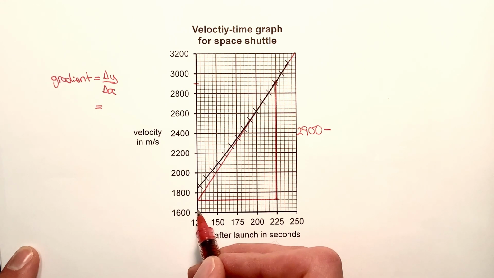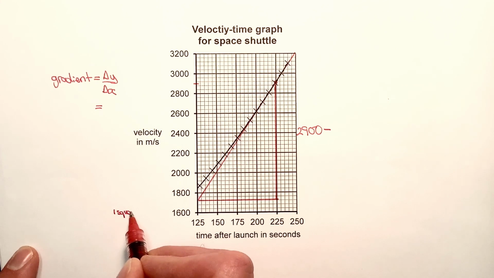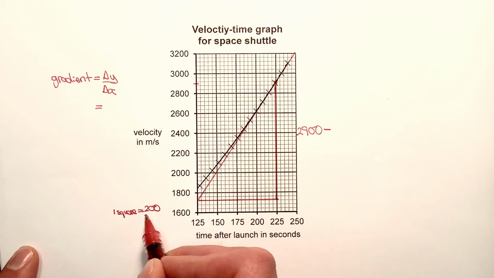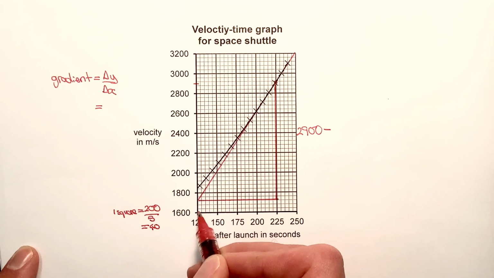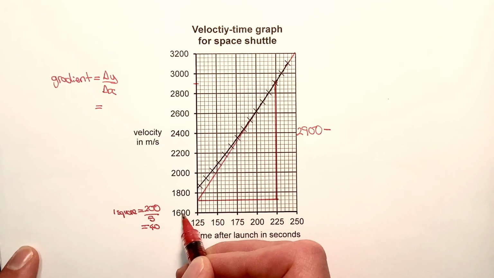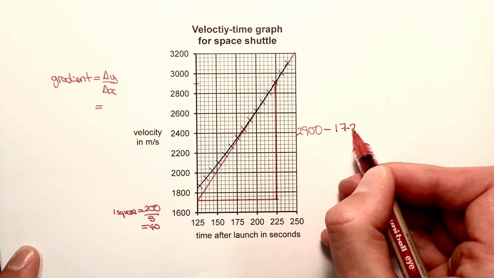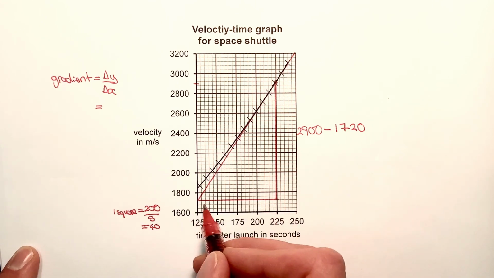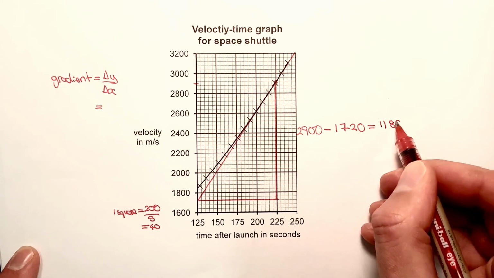So it's worth working out what each one of these little squares is worth. One little square is going to be worth whatever that difference is, 200 divided by 5, which gives me 40. So that tells me that each little square is worth 40. So this would be 120 more than that, which would be 1,720. And then if I do 2,900 minus the 1,720, that gives me 1,180.